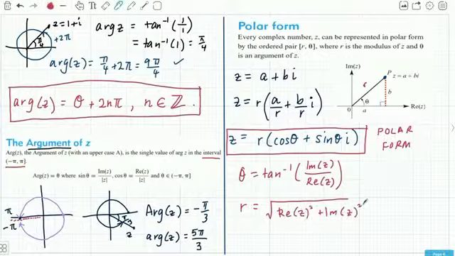So we'll use these formulas in the next few worked examples to convert from our Cartesian form of a complex number to the polar form of the complex number. The reason that we do this is that polar form is very easy to work with when we're looking at powers and roots, and we're going to do a lot of that work in the following section.